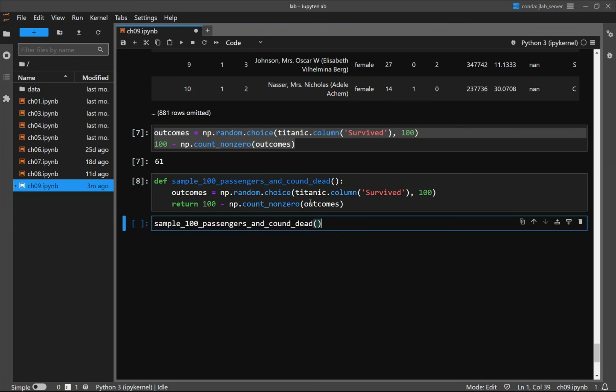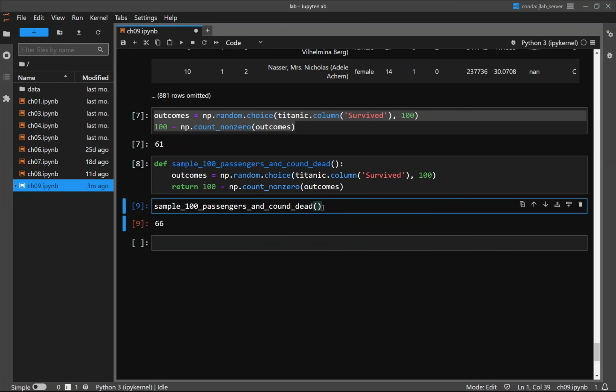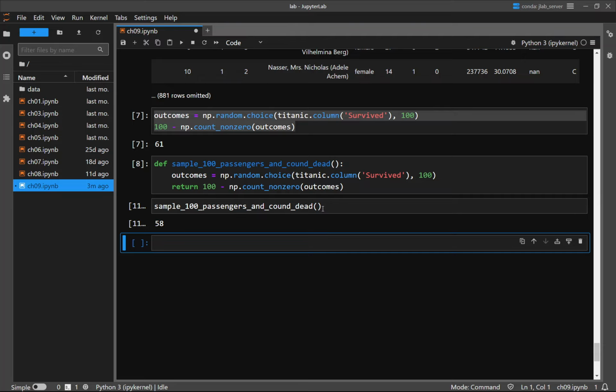Sample 100 passengers and count dead. Every time I run it, 66 dead passengers in this sample, 54 in that sample, 58 in that sample. So it's random, but it will probably, on average, approach the actual number of people who did not survive the Titanic. All right. So does the function way make enough sense so far? Are we ready to do it 2,000 times, calling it, keeping track of things?